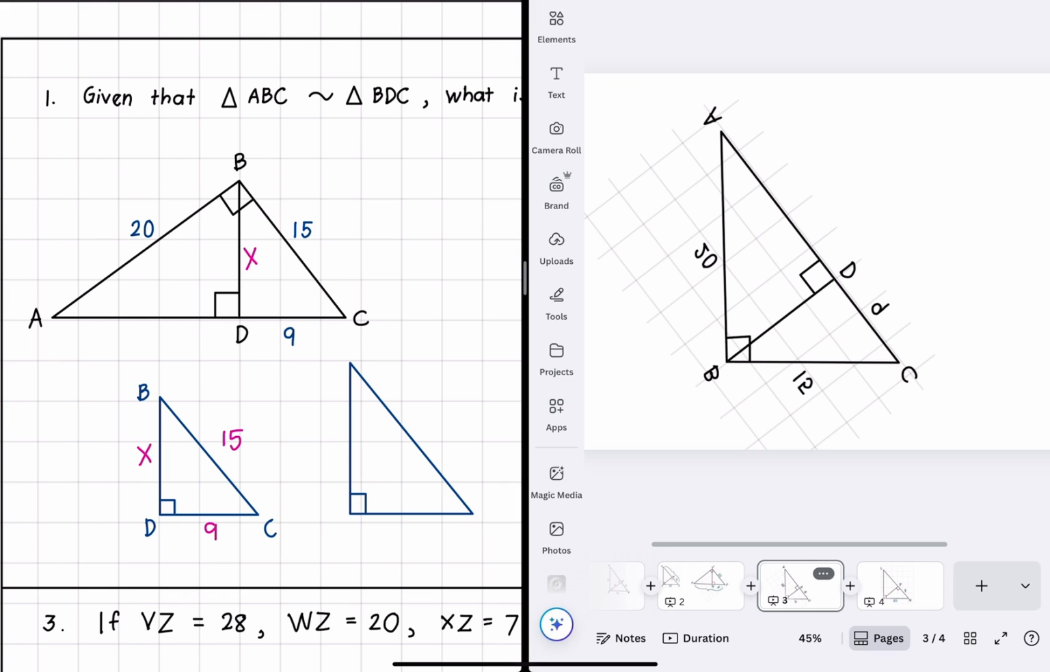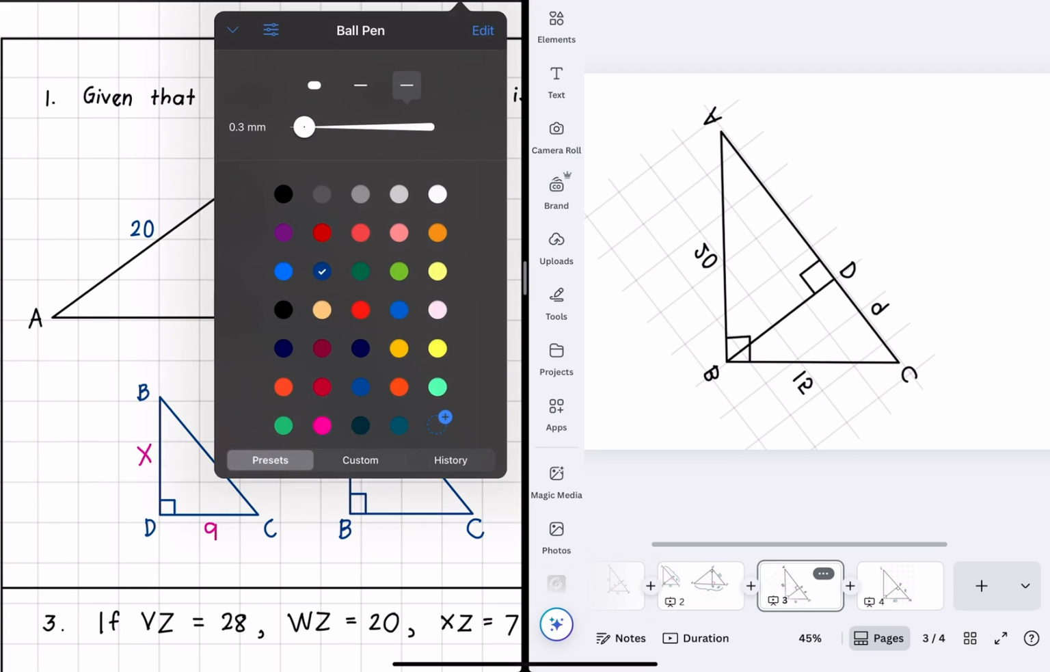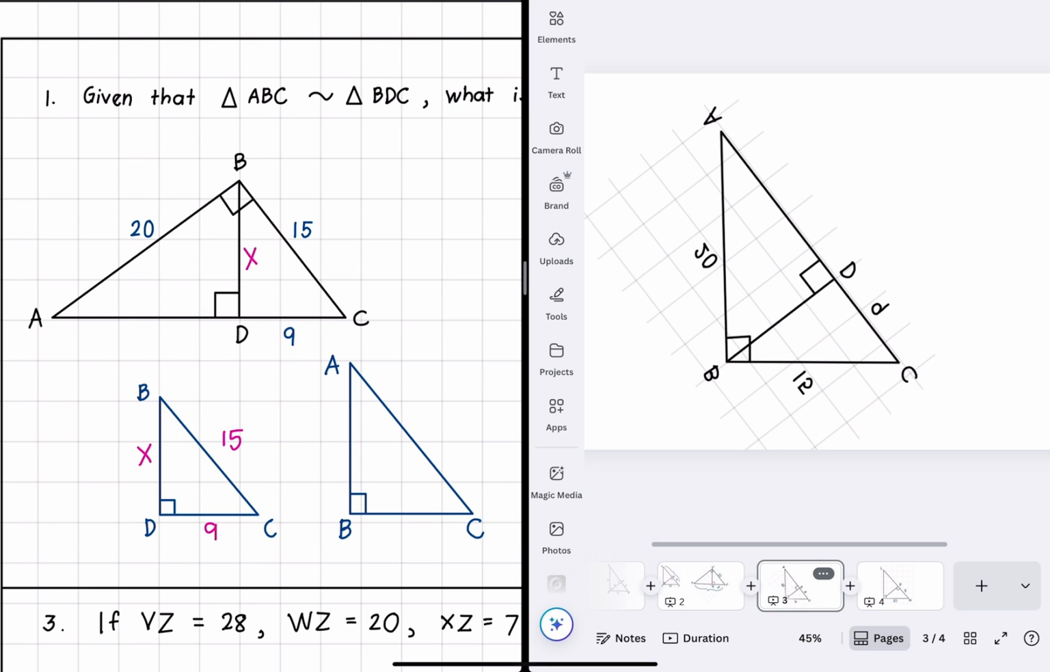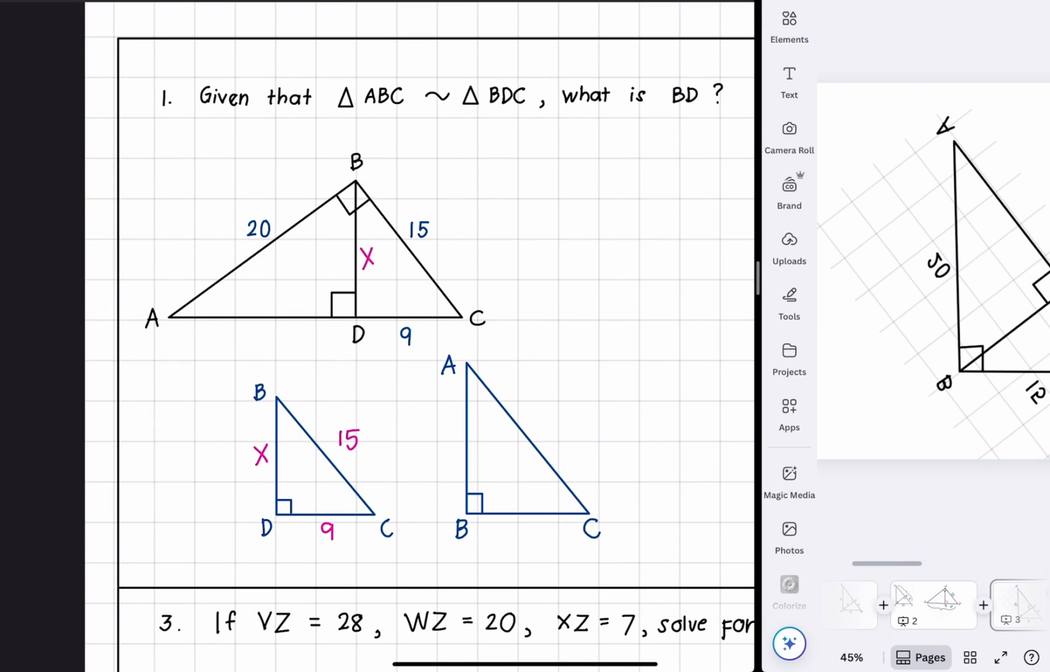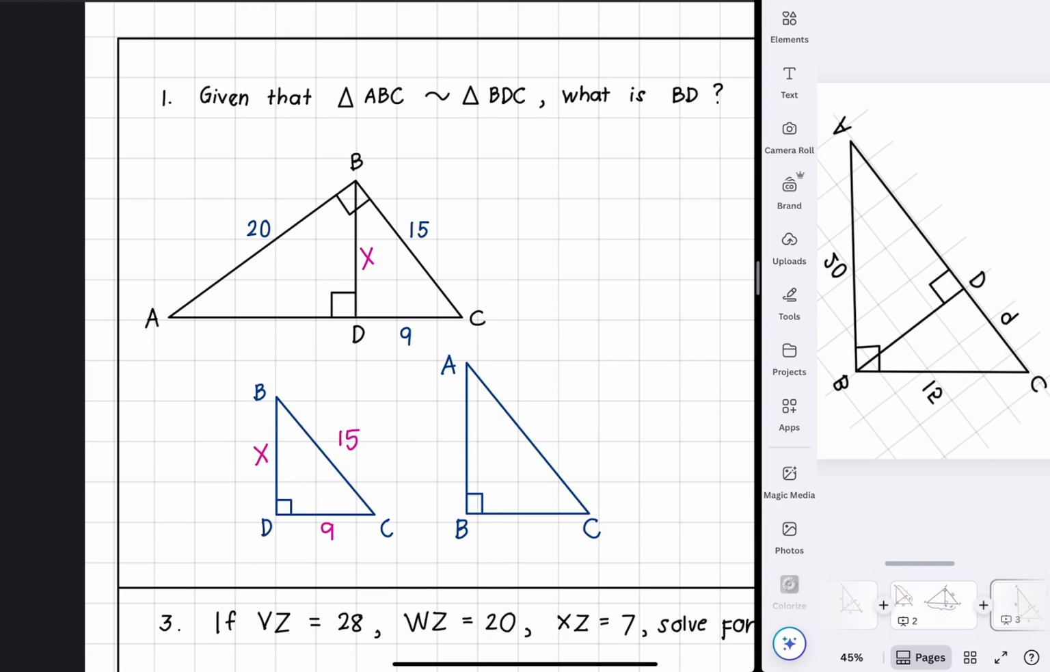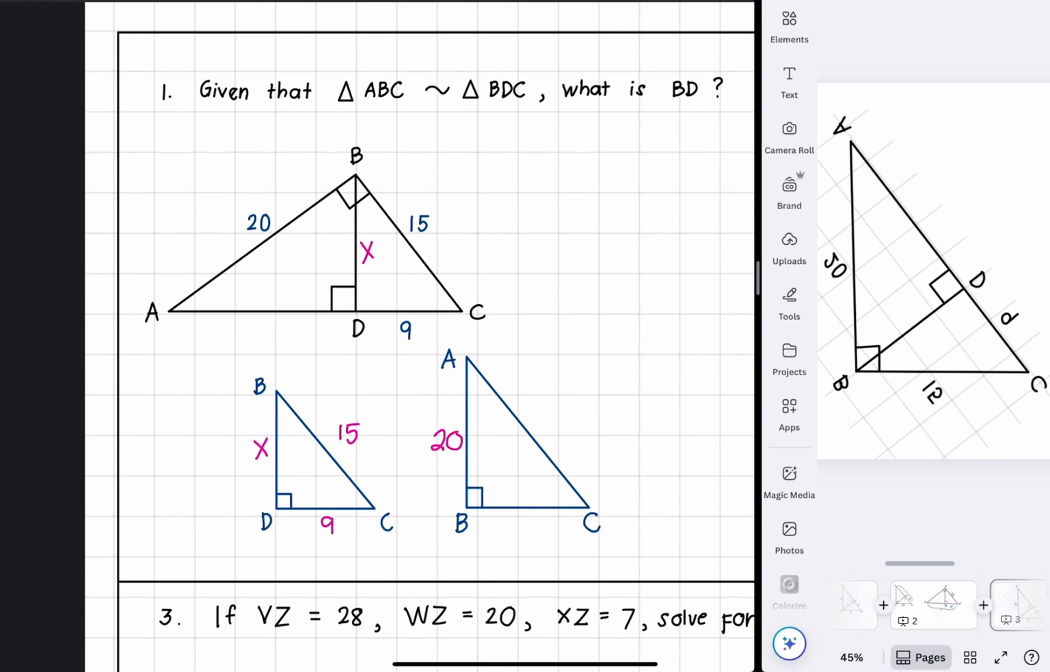Now I know that angle A is on top, angle B is the right angle, and angle C is in the bottom right. Okay? And also based on this figure, I know that AB is 20, and BC is 12. Okay?